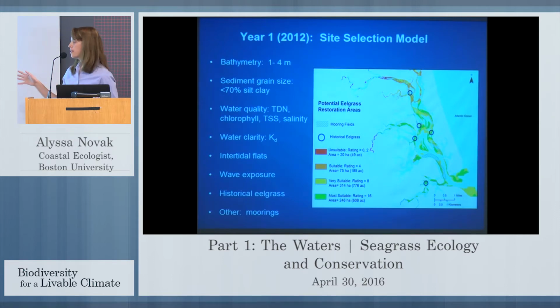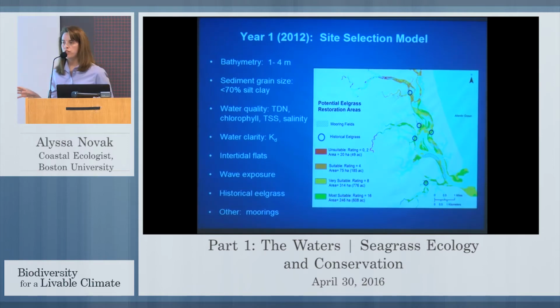We also collect a lot of sediment information. Eelgrass likes to grow in areas with less than 70% silt clay, so we needed to identify those areas. We had 15 years of water quality data for this system that we needed to process. We looked at total dissolved nitrogen, chlorophyll concentrations, TSS, and salinity levels at different stations throughout the system. We also collected water clarity information.